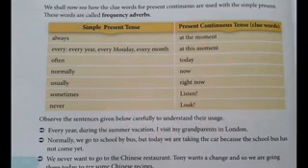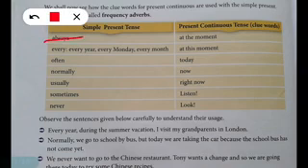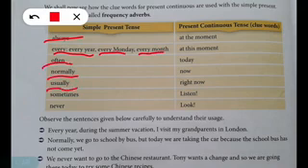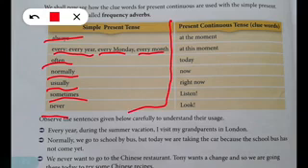Simple present tense, present continuous tense. For simple present tense, the words always, every year, every Monday, every month will be used. Often, normally, usually, sometimes, never. All these words will be used as keywords for simple present tense. For present continuous tense, the clue words are at the moment, at this moment, today, now, right now, listen, look.